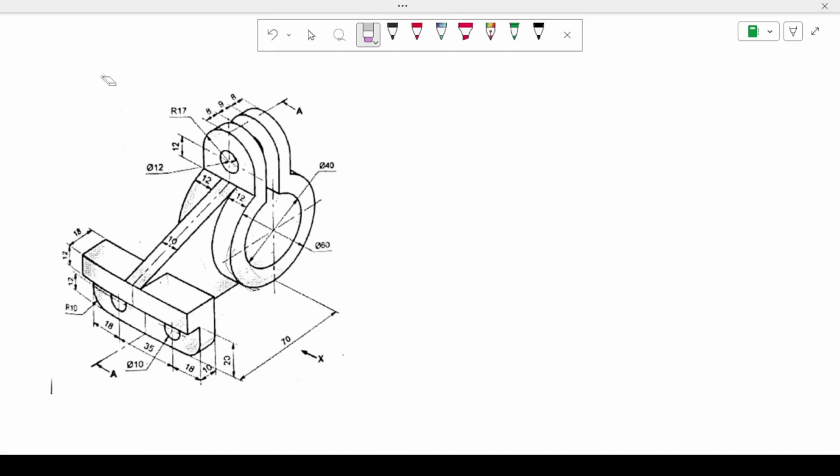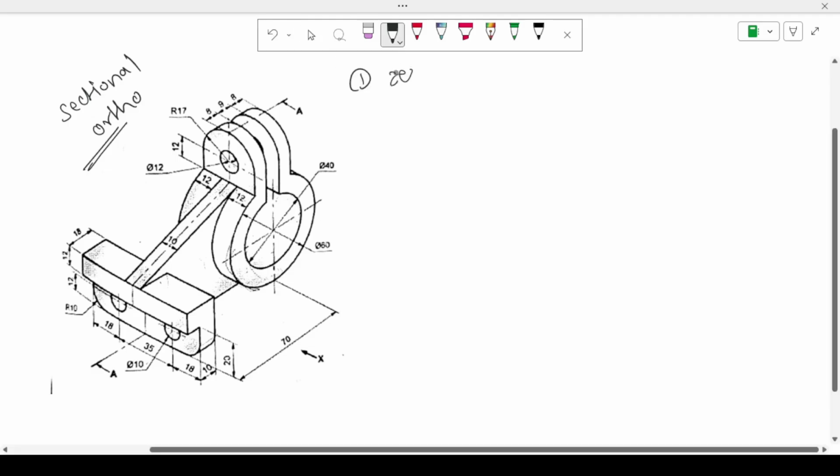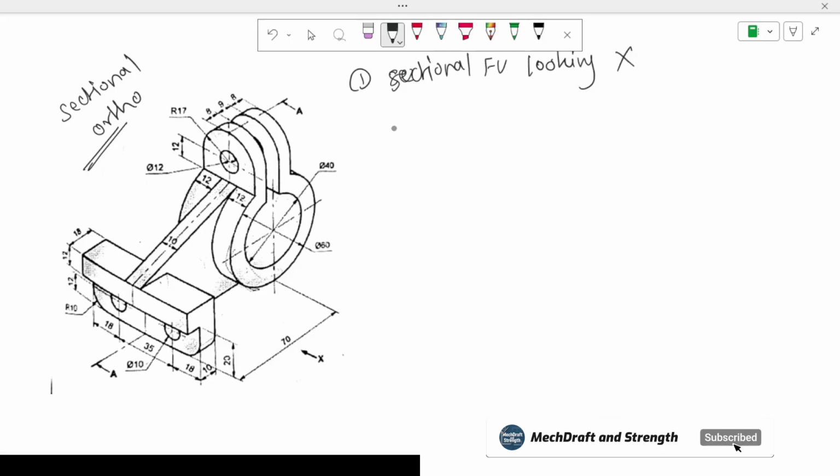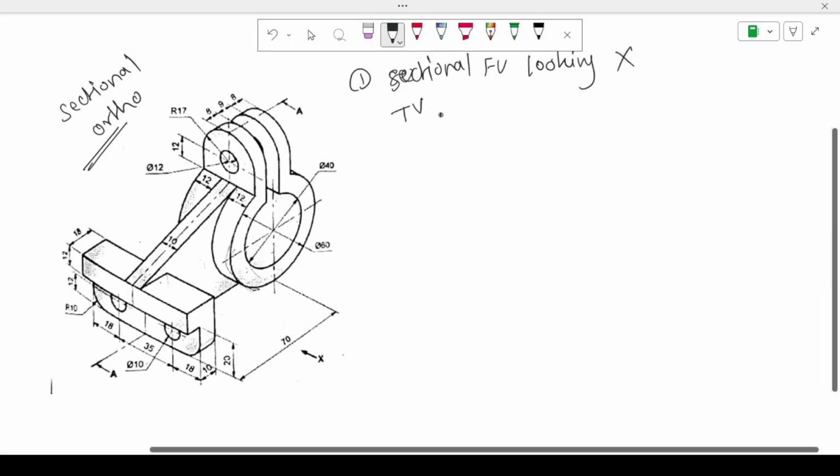Today we are starting a new topic, that is sectional orthographic projection. So we are started with this object. In this object we have to draw first the sectional front view looking in the direction X, then the top view and the side view. So we have to draw the sectional front view looking in the direction X.